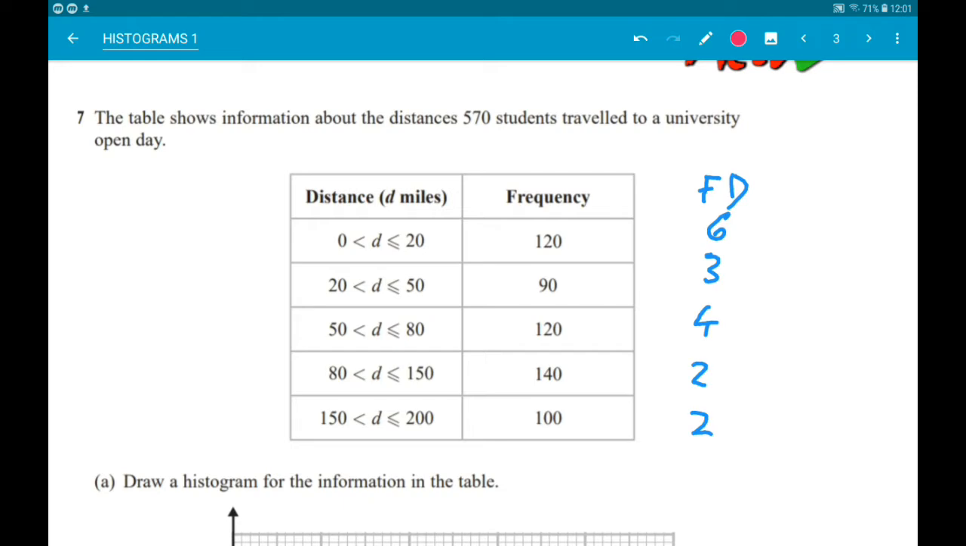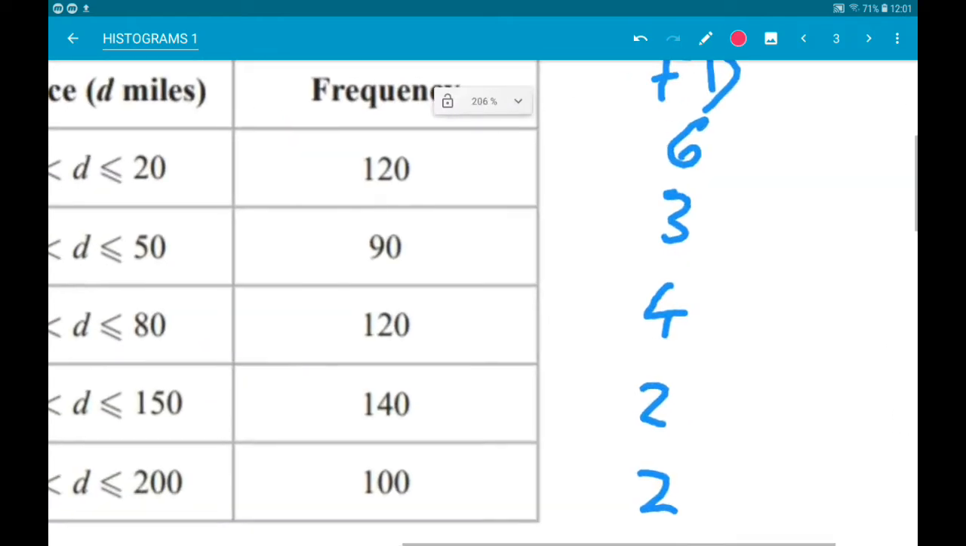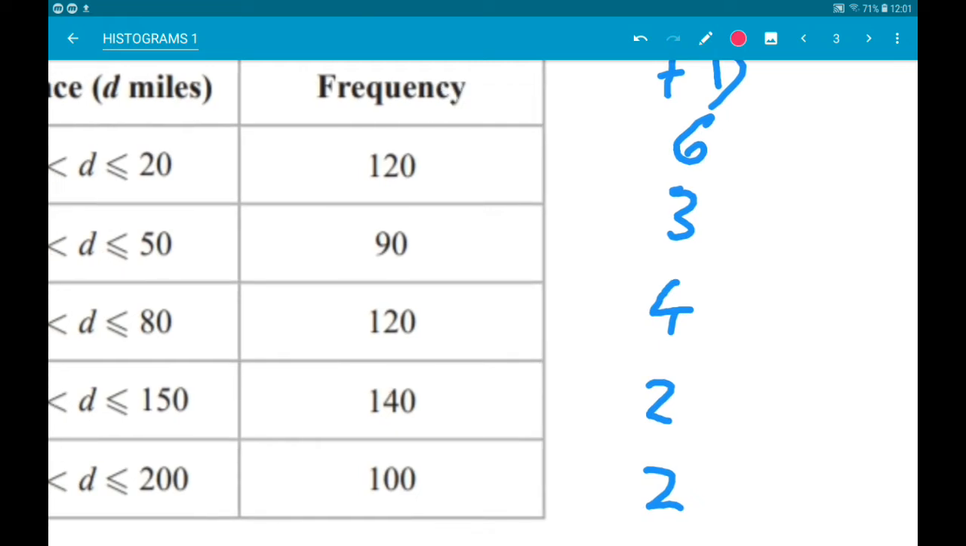285 or greater. So starting from the top, we have 120, then 210, and then 330. So our 285th person is going to be in there.